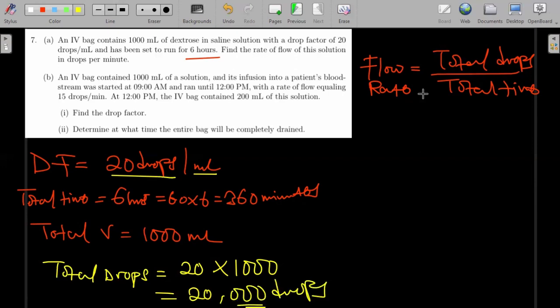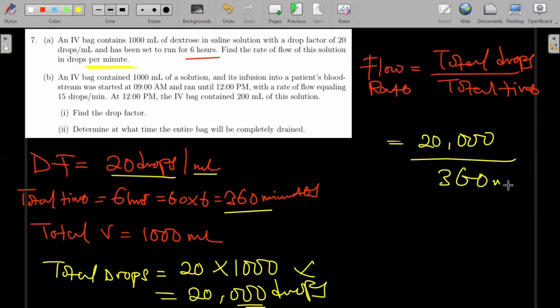Now I can find my flow rate because I have the total time and the total drops. So my flow rate will just be equal to the total drops, 20,000 drops, divided by the total time in minutes, since they said find the flow rate of this solution per minute. So this will be 360 minutes. And then these are drops. We can punch this into our calculators.